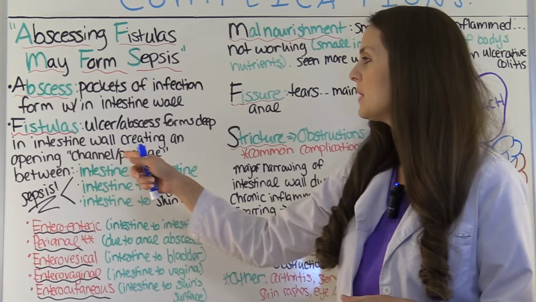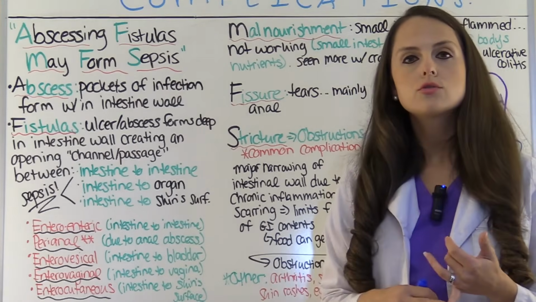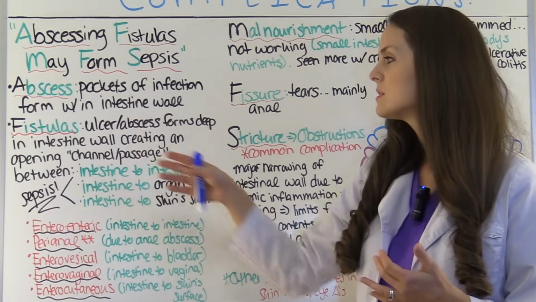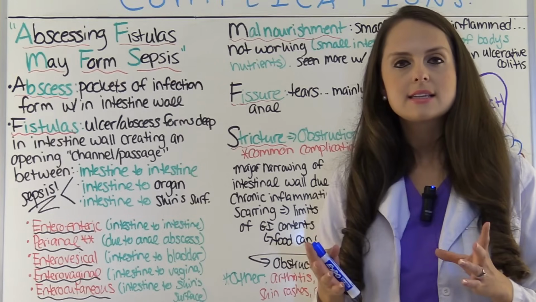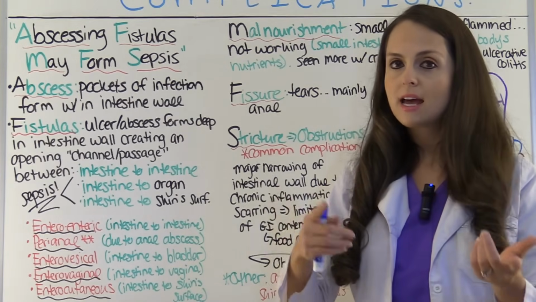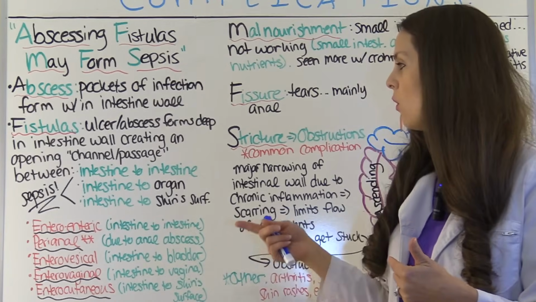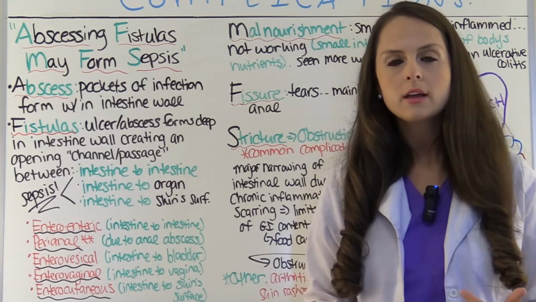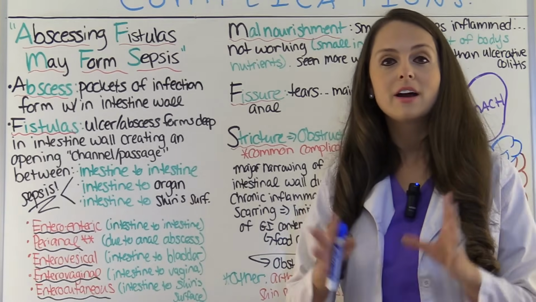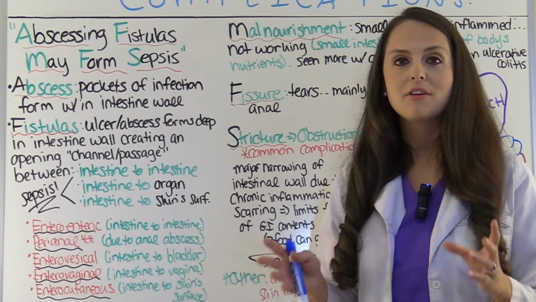F for fistula. This is where an ulcer or an abscess has formed deep in the intestine wall, and it creates a channel or passage either from the intestine to another intestine, or intestine to an organ, or intestine to the skin surface. And this is not good. You're not made to have a fistula.